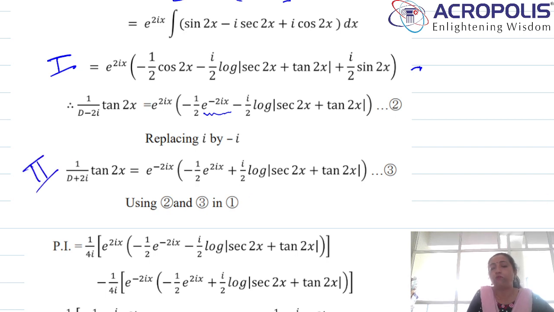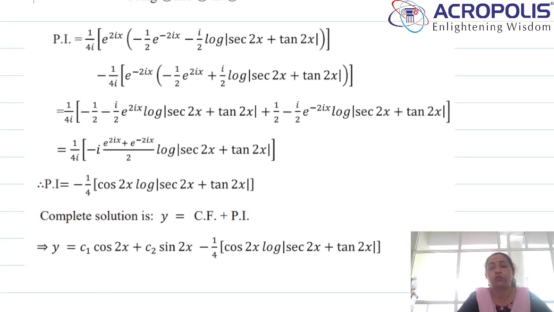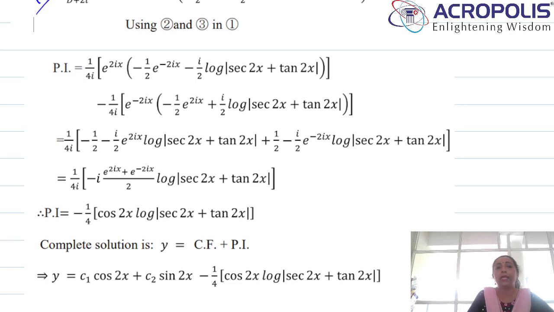Now, we will put these two results in equation number 1. So we will get here 1 upon 4i e to the power 2ix in bracket, minus 1 by 2 e to the power minus 2ix minus i by 2 log of sec 2x plus tan 2x. Similarly, this is part 2 with the multiplication of minus 1 by 4i.